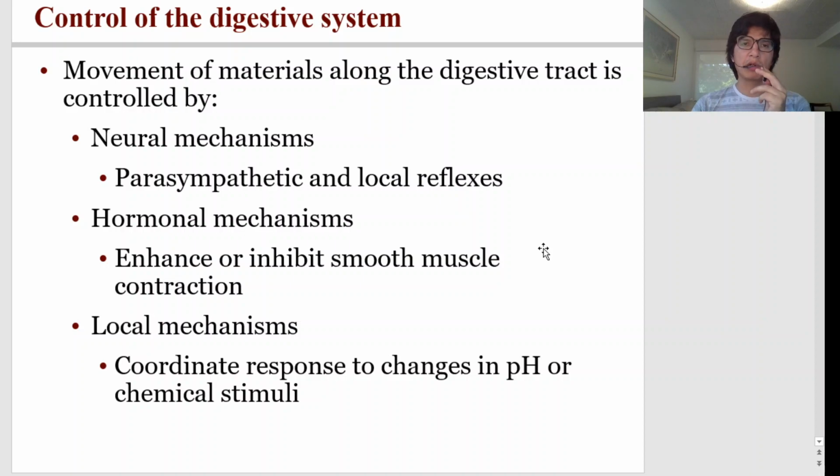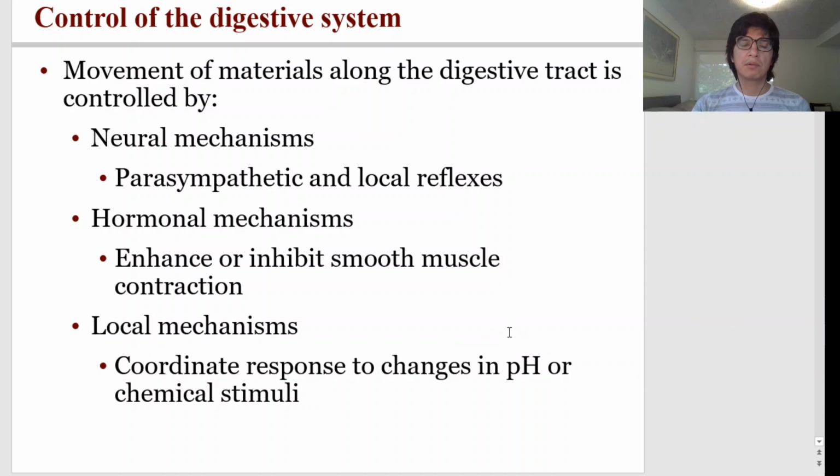The digestive system will be controlled by neural mechanisms. These are the mechanisms that are under control of the parasympathetic nervous system, mechanisms that we're not aware of or that we don't control. We don't control whenever a peristaltic movement occurs or whenever digestion occurs. You also have hormonal mechanisms which will aid in peristaltic movements, as well as involving certain levels of hunger or satiety, such as the case of leptin and ghrelin.